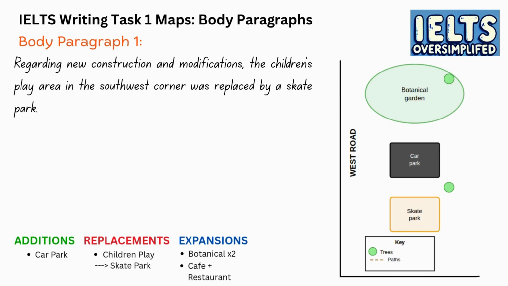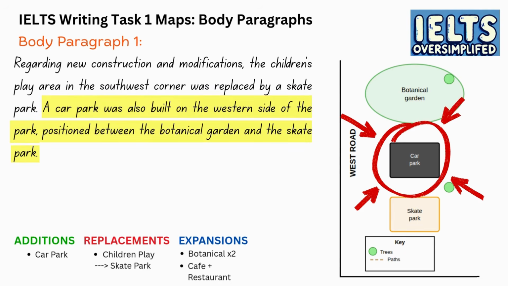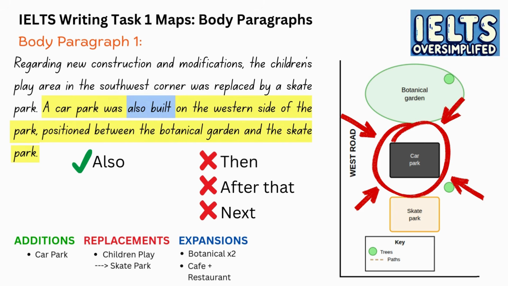Great. Now I can mention the car park. A car park was also built on the western side of the park, positioned between the botanical garden and the skate park. Notice how I said, was also built. I used also here, not then. This is very important. We don't know if the car park was built after the skate park or before it. So never use words like then, after that, or next when connecting these changes, because you don't know the actual order they were built. Use also, additionally, or furthermore instead.